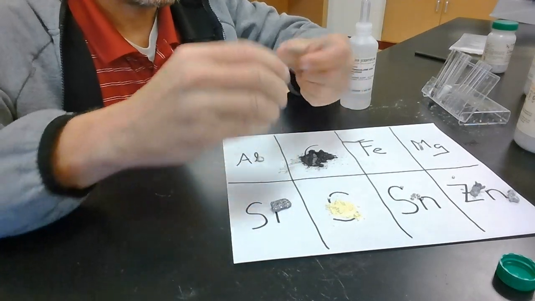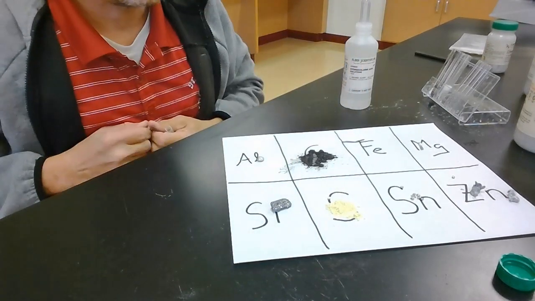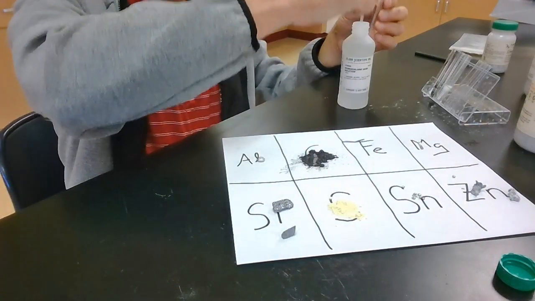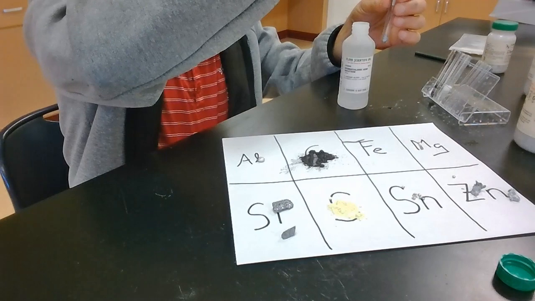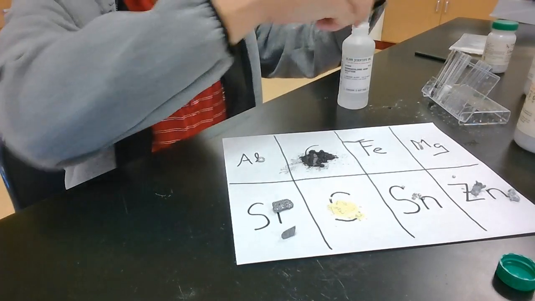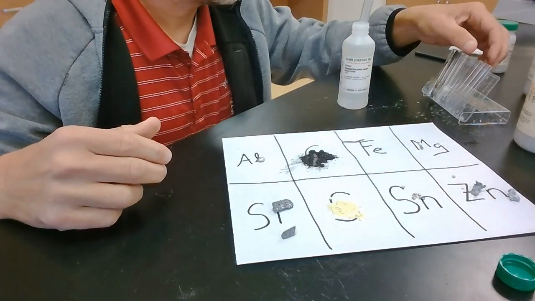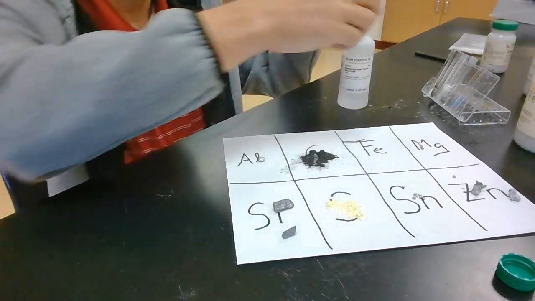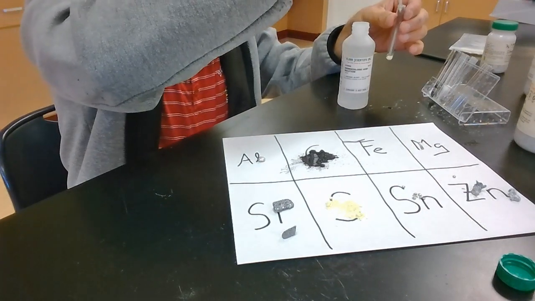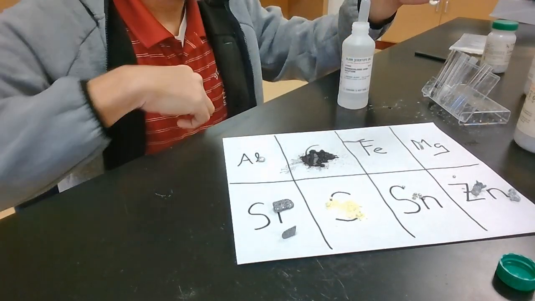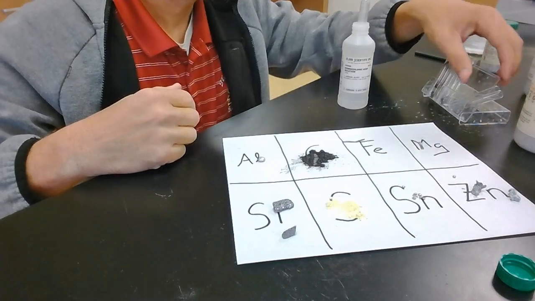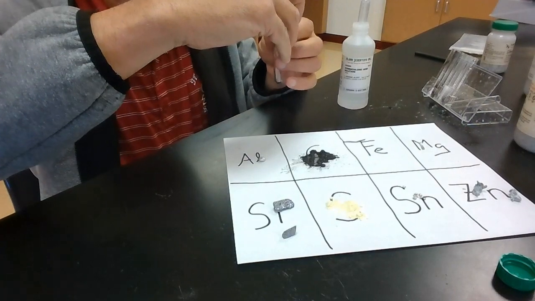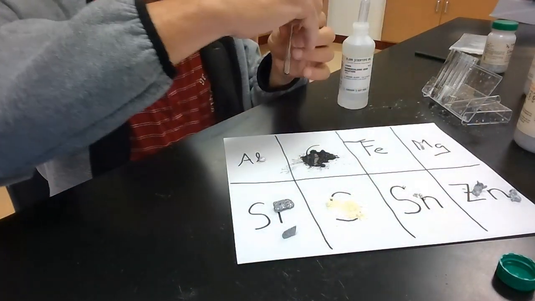Got some silicon. I don't think my silicon's going to fit in the test tube. Maybe I can get a smaller piece. That there, see if anything happens. Get some sulfur in here. Put that down, see if anything happens. Piece of tin. Pieces of tin in here.